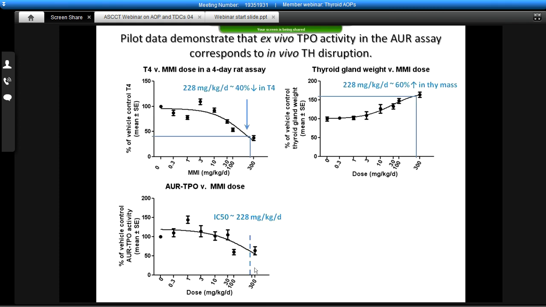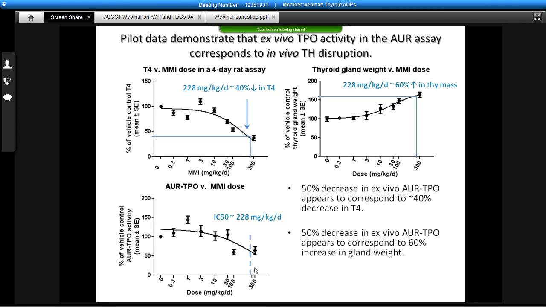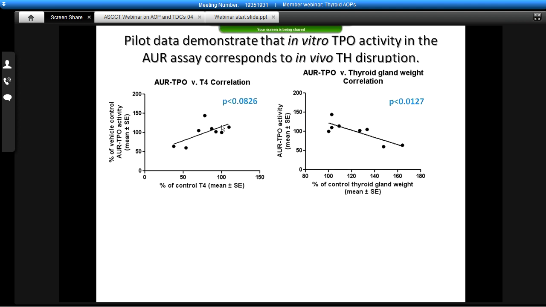Now, if I look at that dose on the T4 and thyroid gland weight curves, there would be about a 40% decrease in T4 at that dose and a 60% increase in thyroid mass. So we see something that looks like a correlation here, but we'd like to repeat this study in a full study mode because we have a little non-monotonicity of the data that we'd like to verify. So you can see here in the T4 data, there's this appearance of an increase. We're not really sure that this is biologically relevant. And if the data were monotonic, it might be easier to develop a correlation.